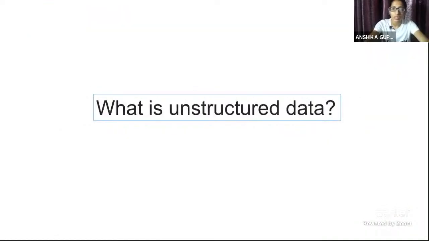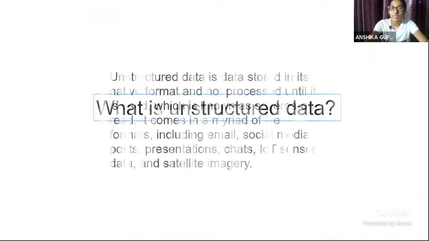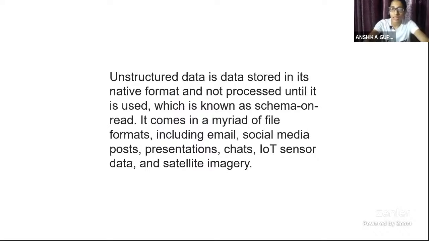So what is unstructured data? Just remember, in unstructured data the storage is in a non-formatted type, and in structured we have a native format. Native format means it can be processed until it is used, or it can be used as relational parts also. What comes as unstructured data? It can include emails, social media posts, presentations, or any of that sequential part.